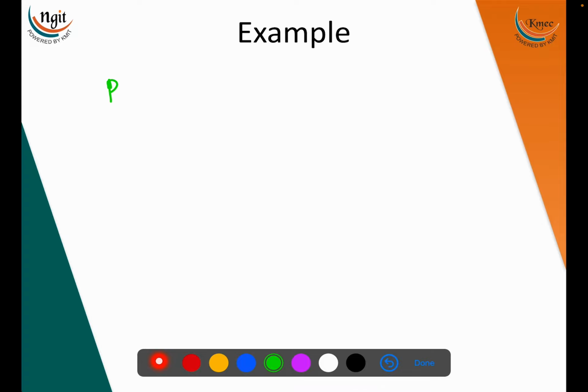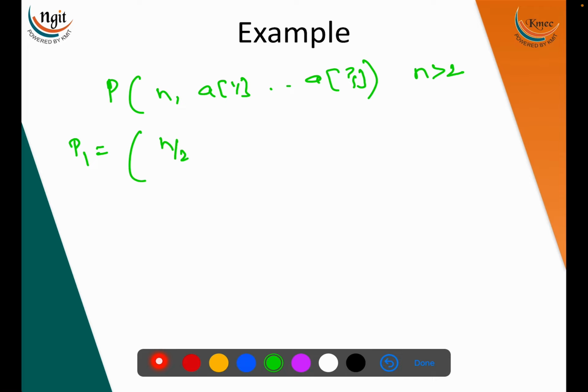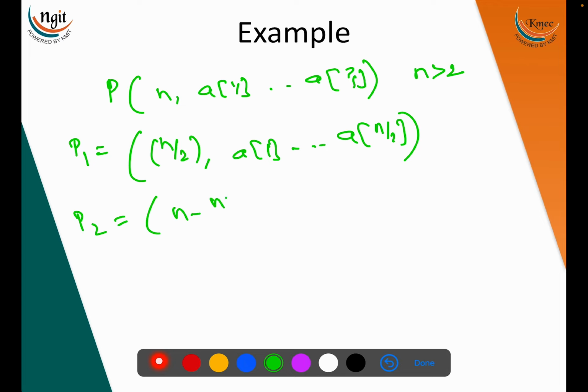Assume P is our problem, where P is n comma a of i to a of j, with the condition that n is greater than 2. This time I will divide the whole problem into two sets. The first set is P1, which is n by 2 comma a of 1 to a of n by 2. And the second set is P2, which is n minus n by 2 comma a of n by 2 plus 1 to a of n. So these are the two sub-problems I got from P.